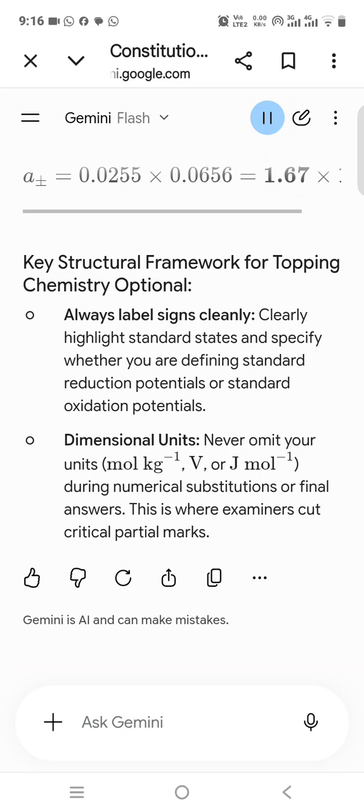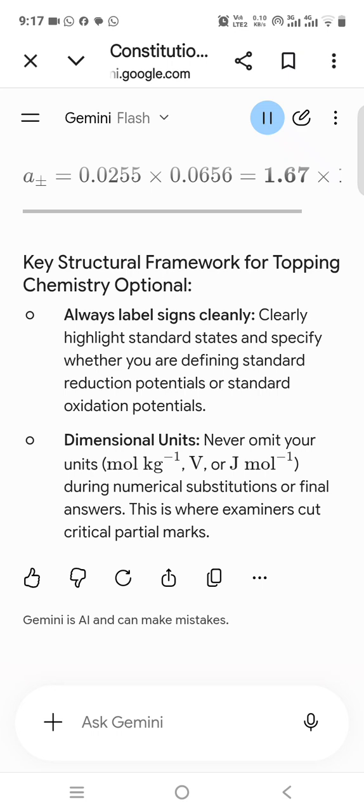A. State the physical significance of mean ionic activity coefficient, gamma_±. B. Derive the Debye-Huckel limiting law from underlying assumptions. Model answer. Part A. Physical significance of mean ionic activity coefficient, gamma_±.